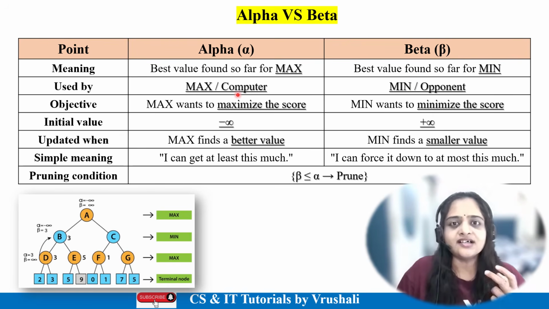So it is used by the gaming where two players are there, like one is computer, another one is opponent. So we can say alpha means computer and beta means opponent. So max always finds out the maximize the score, computer always finds out the best move, they maximize the score. And opponent always wants to minimize the computer score, right? Initial value of A is negative infinity and beta is positive infinity. Max always finds out the better value and min always finds out the smaller value. And this is the pruning condition. Got it? So this is a basic concept of alpha beta search tree.